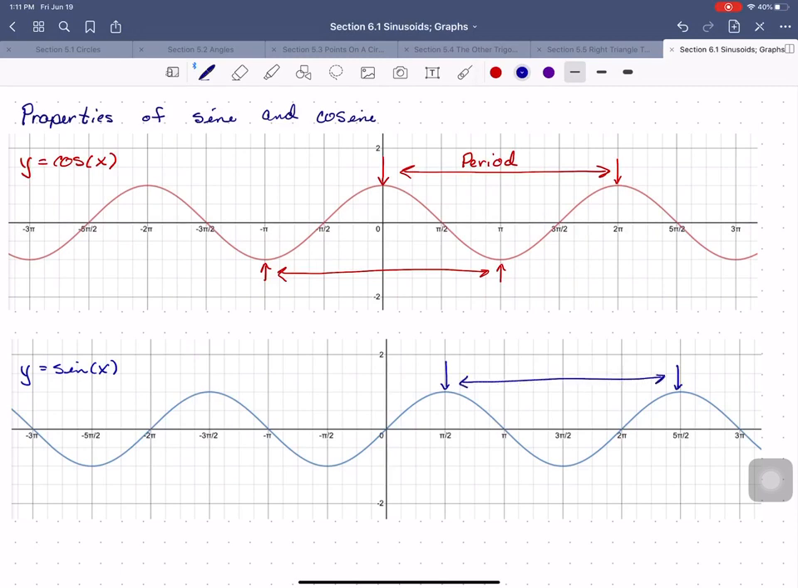And later we'll learn how to look at an equation for a shifted or adjusted or transformed function and know what the period is. But for both sine and cosine in their natural forms, the period is 2 pi.